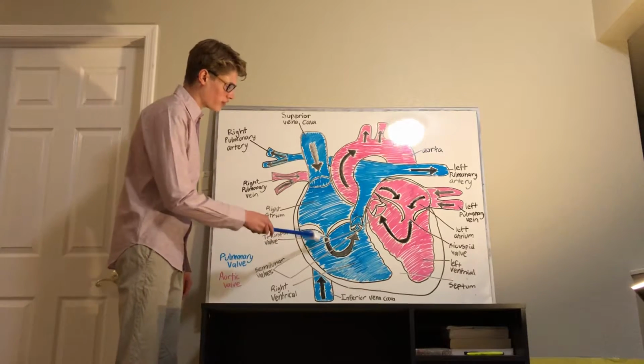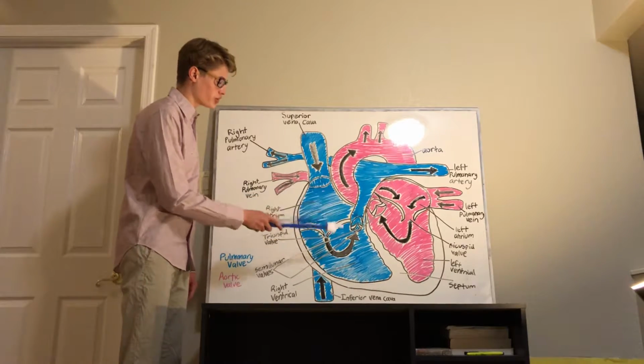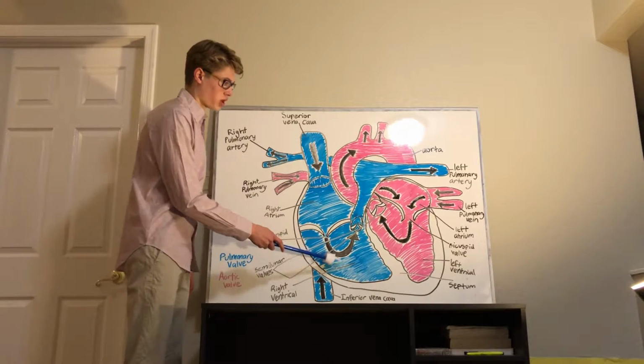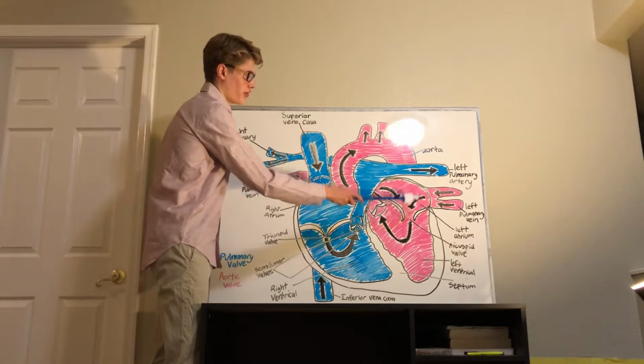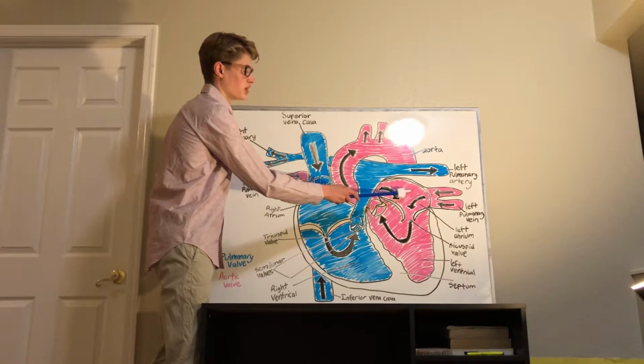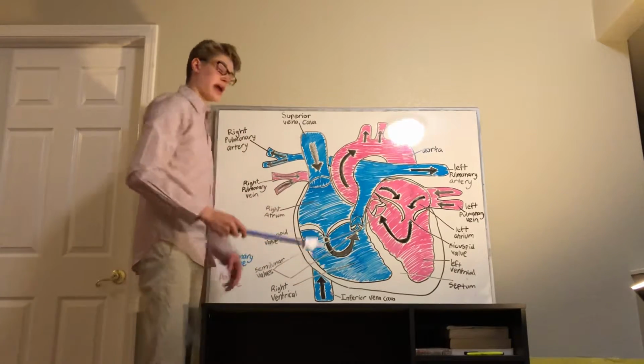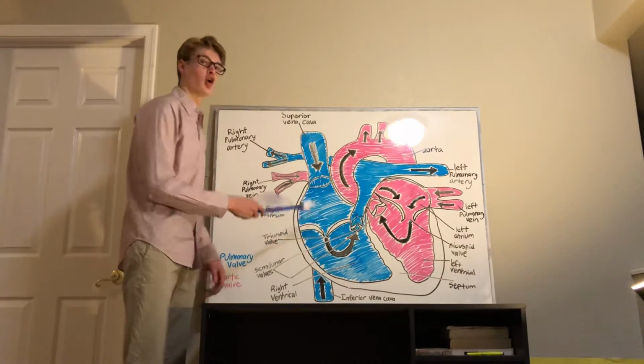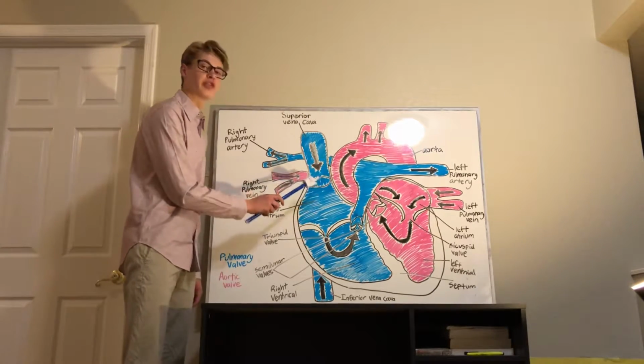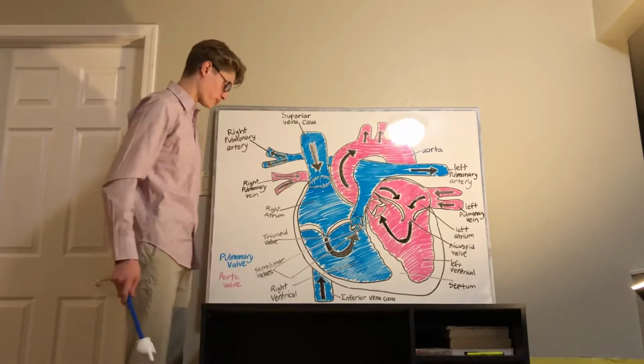The tricuspid valve is the valve in between the right atrium and right ventricle. And the bicuspid valve is the valve that is in between the left atrium and left ventricle. And these valves are crucial because they have to open and close at the right time to be able to let the blood pass through.